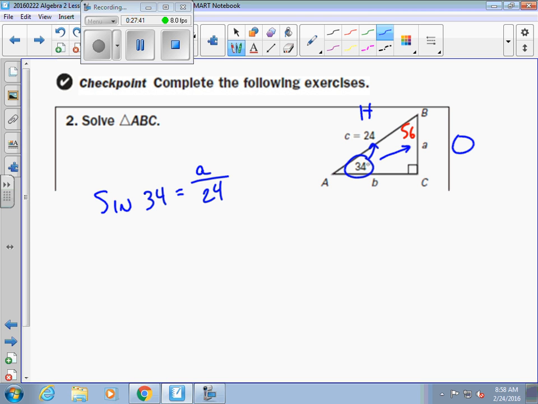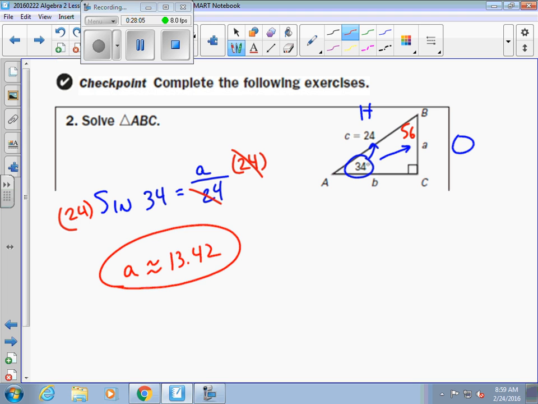This is a simple problem. One step to get A by itself. Multiply both sides by 24. If you do it there, do it here. So 24, that'll cancel out. 24 sine 34 will give you exactly what you need. So A's value then is approximately, and I'll just write it on the side right here, approximately A is 13.42. That's how long that side is.